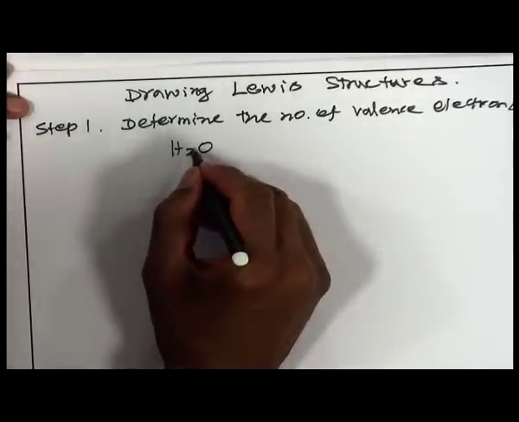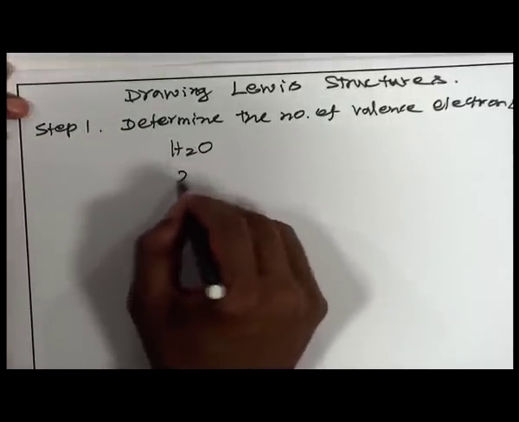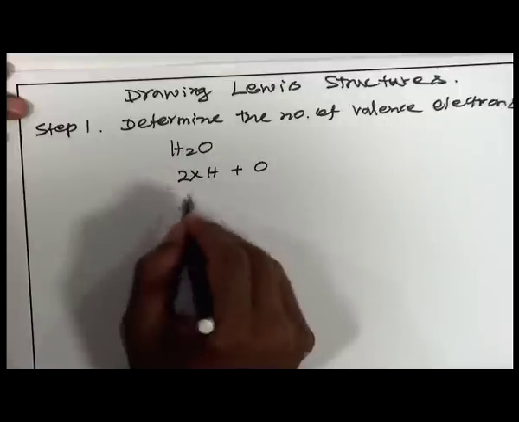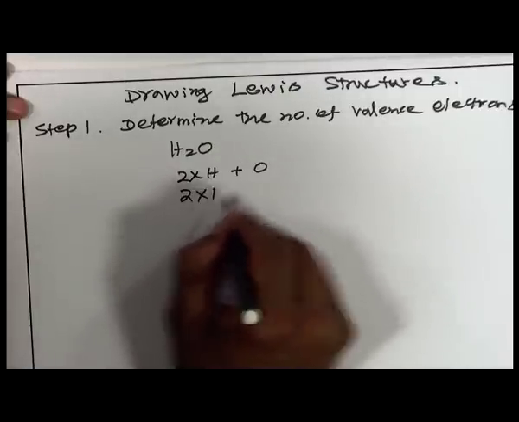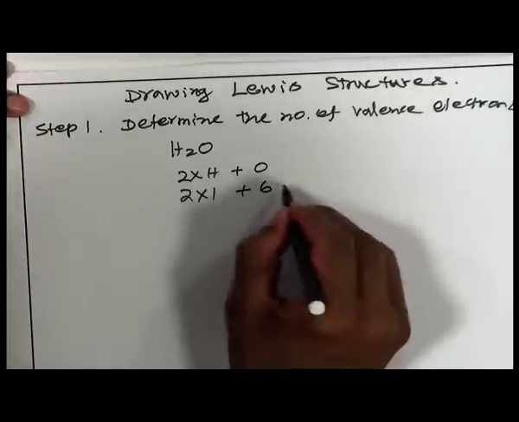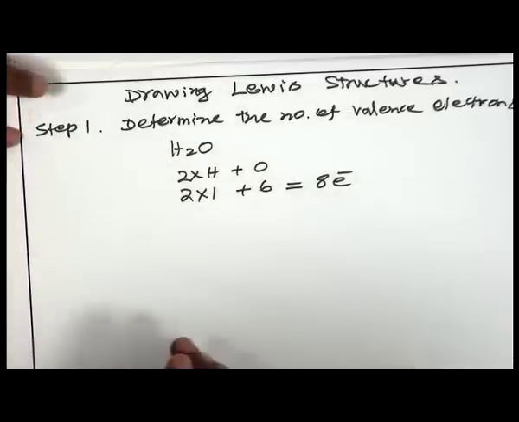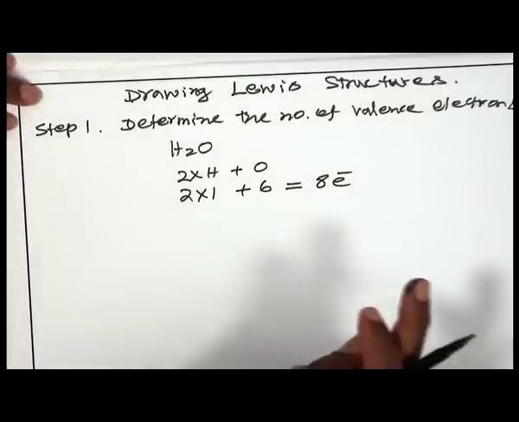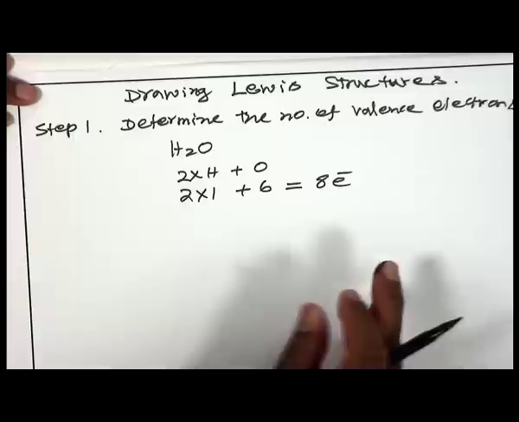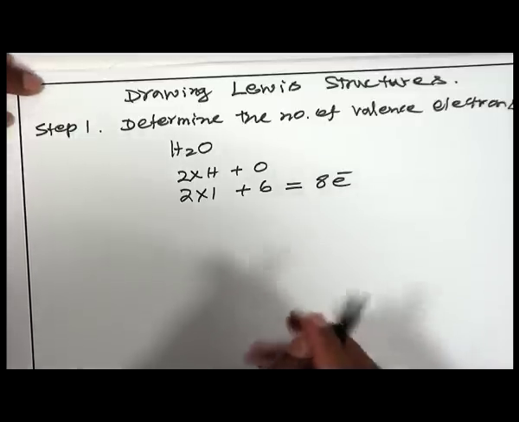The valence electron for hydrogen is 1. So for this one it is 2 times hydrogen plus O: 2 times 1, plus the valence electrons of oxygen, which is 6. So in total there are 8 electrons. Like that, one has to first determine the total number of valence electrons available for bonding.